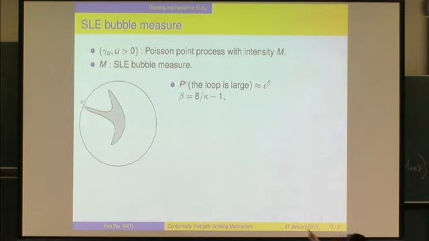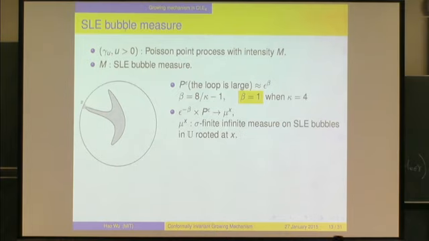So recall that this is our one-step exploration. We draw a small semi-disk of radius epsilon. We discover a loop. And we know that in this one step, the probability that we discover a large loop is approximately epsilon to the power beta. And this beta is a function of kappa. In particular, when kappa equals 4, this beta equals 1. And this is the most important ingredient we will use later in the talk.